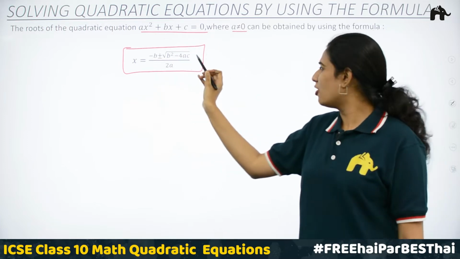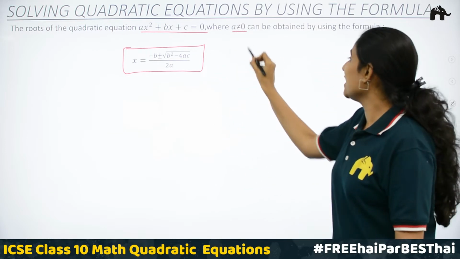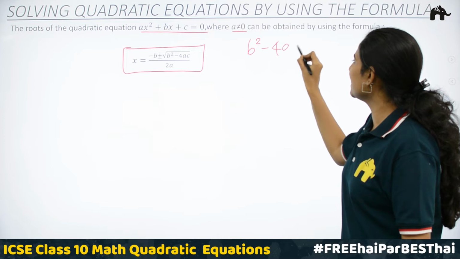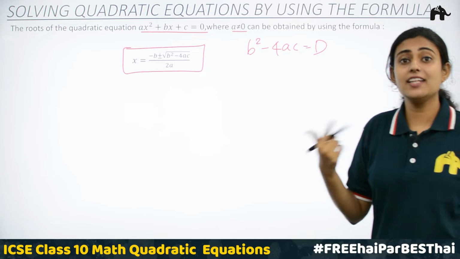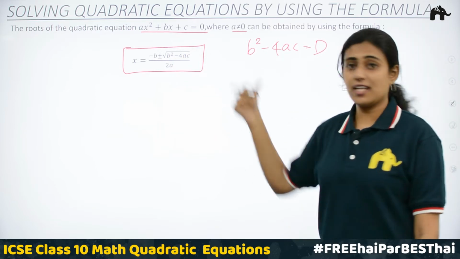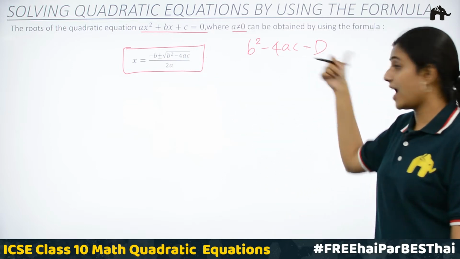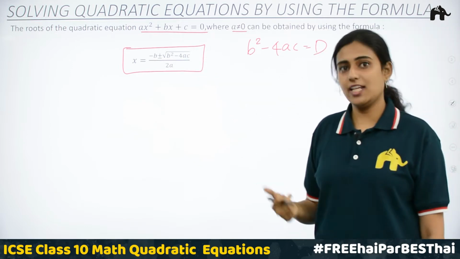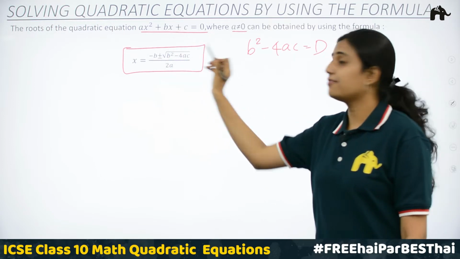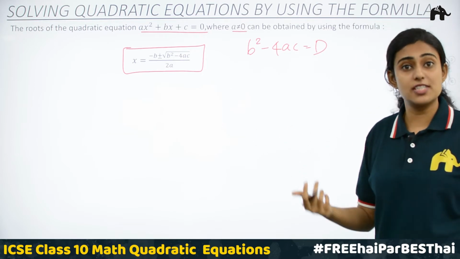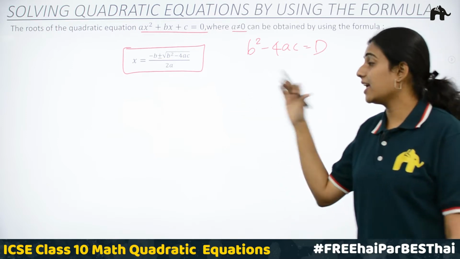Do you remember what this b square minus 4ac is? We have used it somewhere. Yes, b square minus 4ac is our discriminant. We use the discriminant to find the nature of roots. When you solve for this value of D, we can say about the nature of roots. Before solving the complete question, just by finding the discriminant, we can say whether the roots are real, equal, distinct, or if there are no real roots, we can predict.